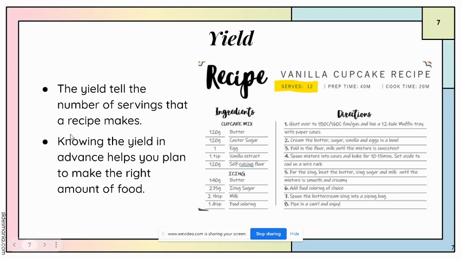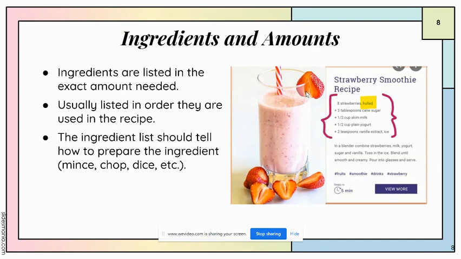Then the next part is yield. Yield tells us the number of servings that a recipe makes. So knowing the yield can help us plan in advance the right amount of food. Like this vanilla cupcake recipe, it serves 12. That means there are 12 cupcakes for this recipe. If I was making cupcakes for the entire school, I would need way more than 12, right? So the yield helps us figure out how many times I have to make this recipe to get the amount that I want.